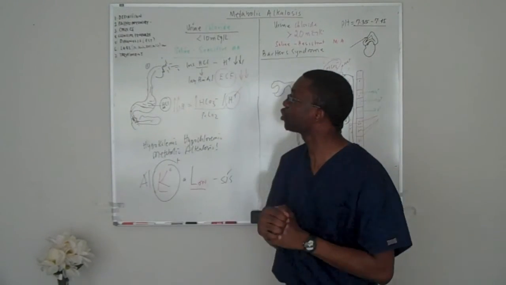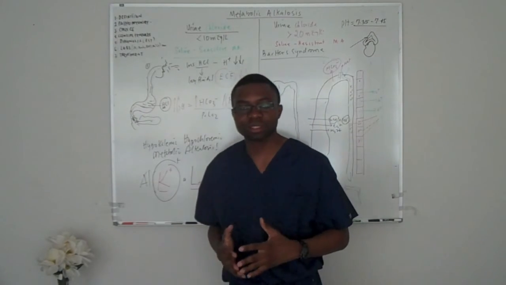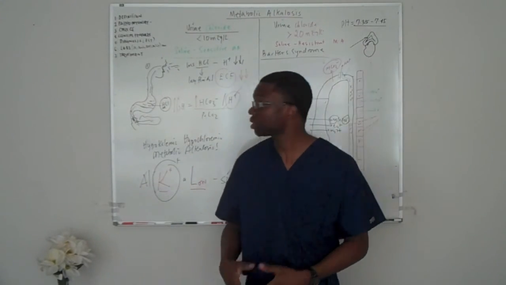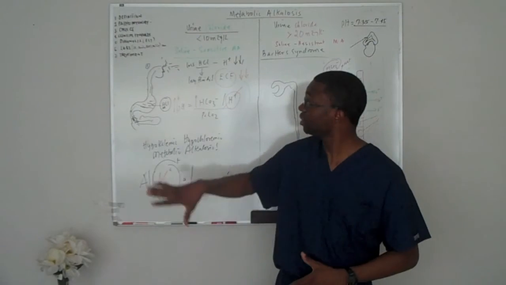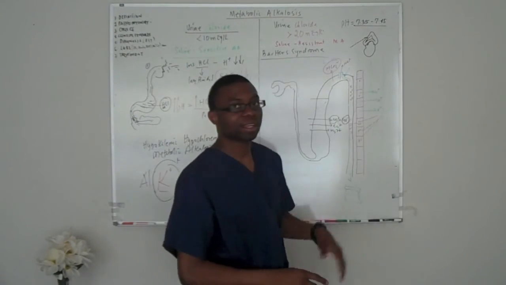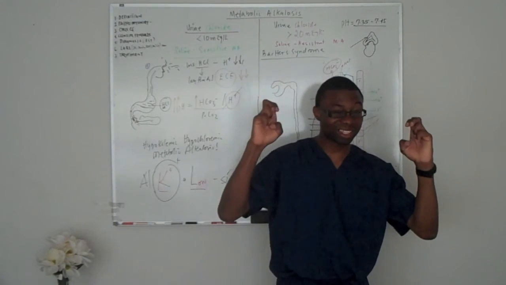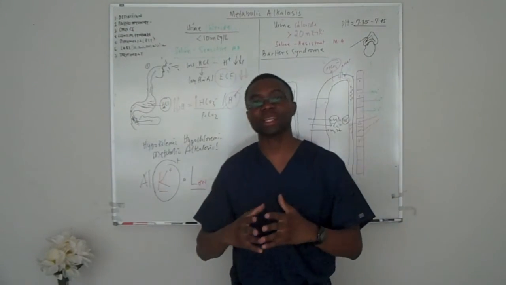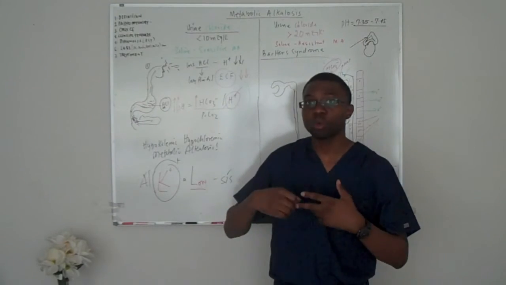Now, let's talk about treatment. We've diagnosed these patients. They're going to come in. They're going to have the symptoms. The symptoms are going to be vomiting in the case of urine chloride sensitive. In this case, they're going to have an endocrine-looking syndrome, like headaches, polyuria, weakness.